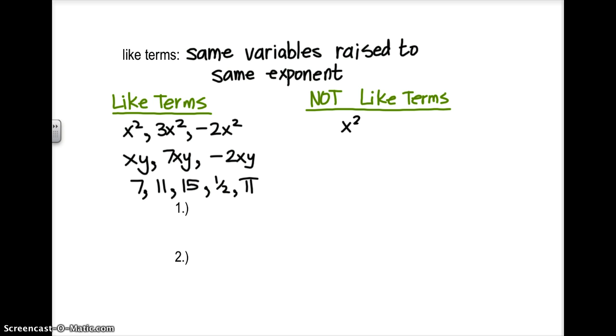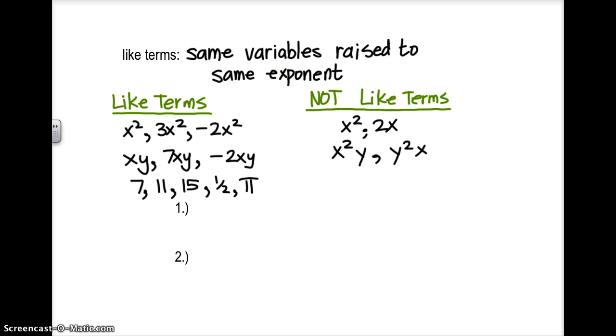X squared and 2x. Yeah, they both have a 2 with an x, but they're different. Okay? X squared y and y squared x. Not the same. The variables are different. The variables have different exponents, right? X squared versus y squared. Okay? Not like terms. Those are not like terms.